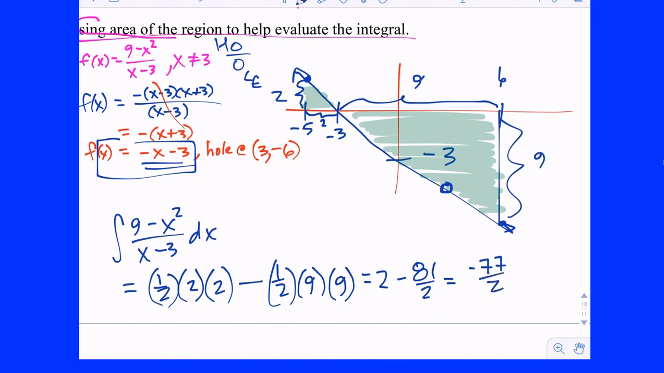Ugh. Yeah. Is it reasonable that we're going to end up with a negative number for our integral? Yep. Because this one is not really drawn to scale, but it's relative to scale. This region is going to be much bigger.